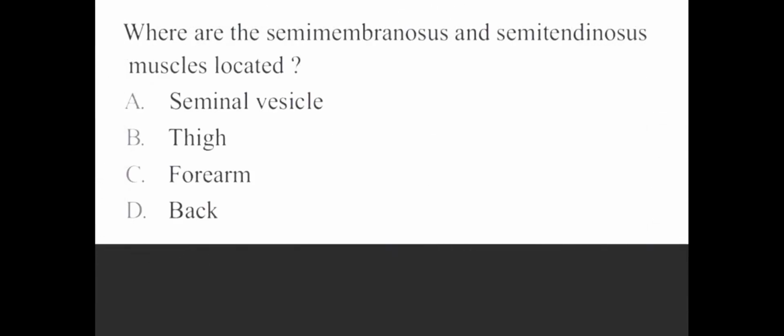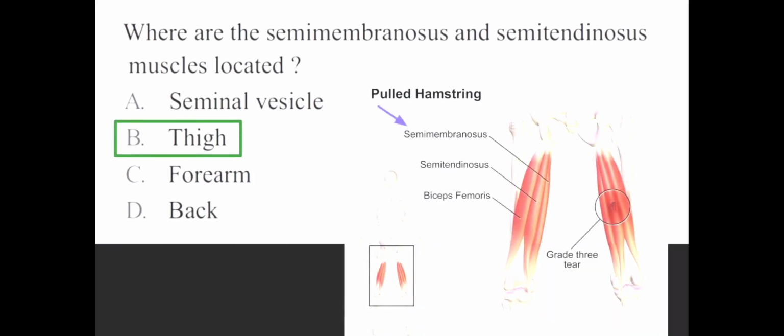Where are the semimembranous and semitendinous muscles located? A. Seminal vesicle. B. Thigh. C. Forearm. D. Back. And the correct answer is B. Thigh. Collectively, semimembranous, semitendinous and biceps femoris are referred to as the hamstring muscles. Semimembranous along with the semitendinous occupies the medial aspect of the posterior thigh. It is a relatively long muscle that spans the full length of the thigh, from the hip to the knee.